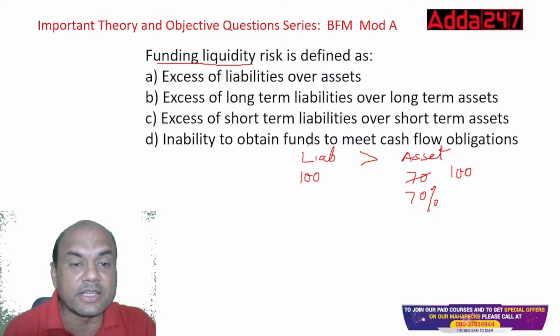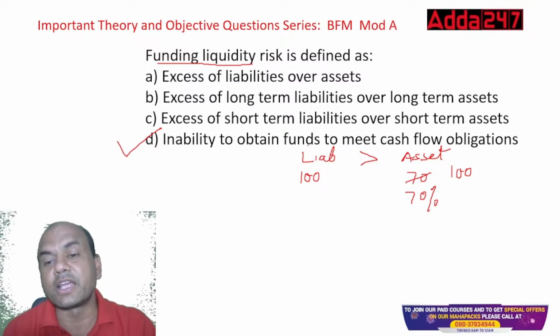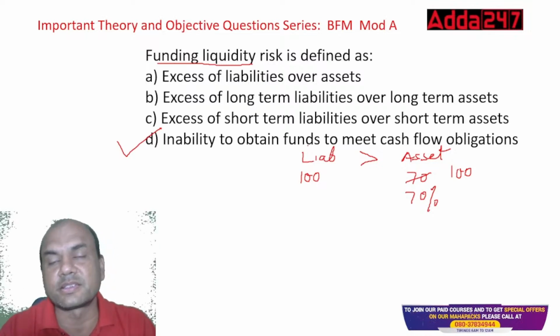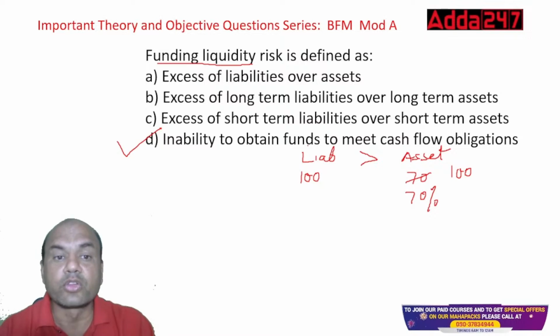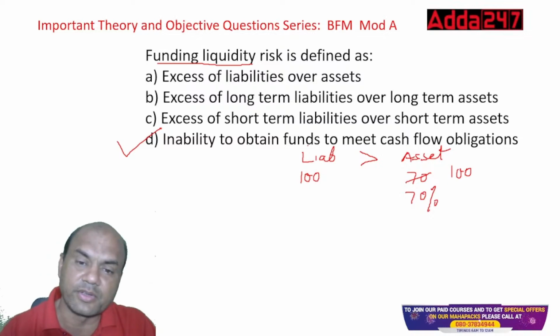So the correct answer is this: inability to obtain funds to meet the cash flow obligations. That is the correct answer. Okay. So funding liquidity risk is defined as inability to obtain funds to meet the cash flow obligations.